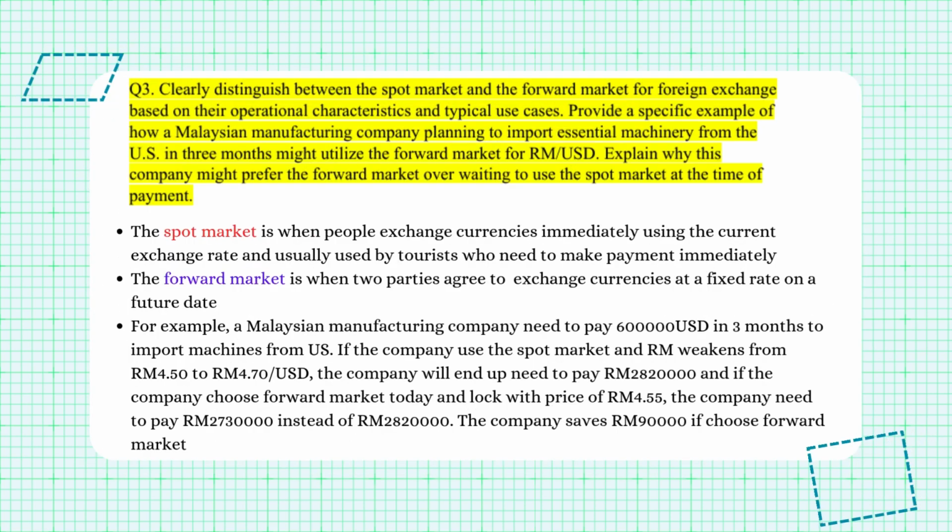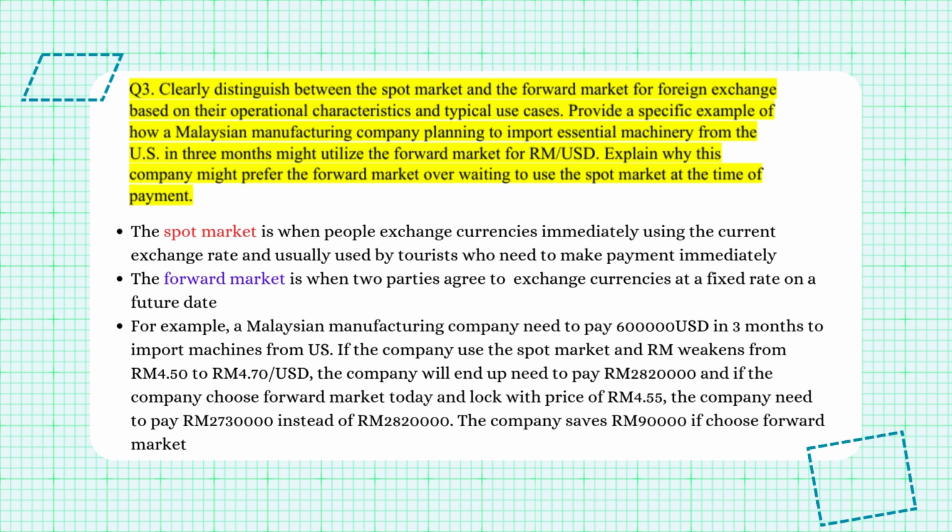So the spot market is when people exchange currencies immediately on that day using the current exchange rate, and it is usually used by tourists who need to make payment immediately. But the forward market is when two parties agree to exchange currencies at a fixed rate on a future date. For example, a Malaysian manufacturing company needs to pay 600 USD in 3 months to import machines from the US.